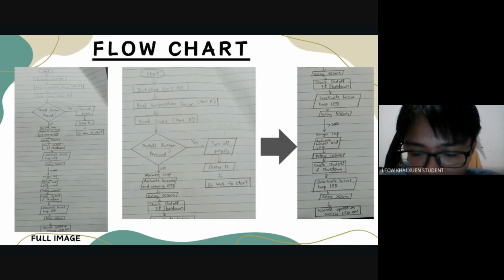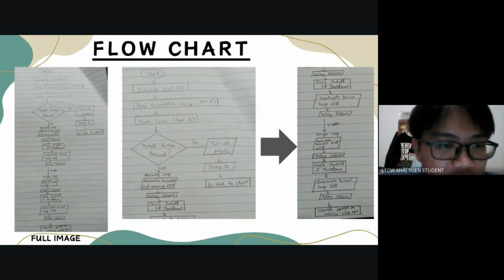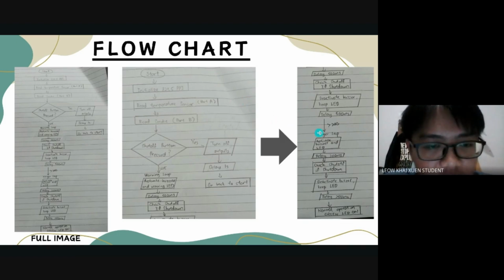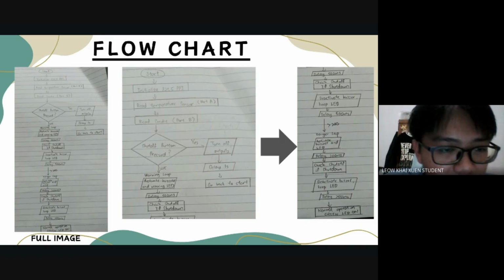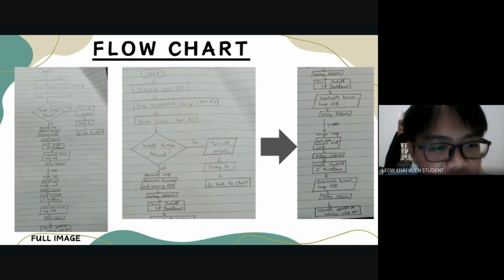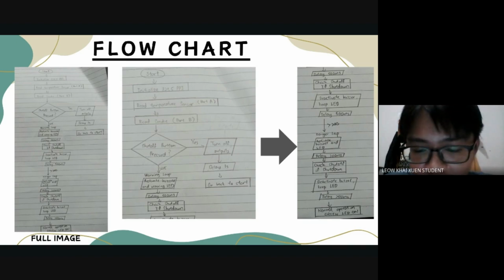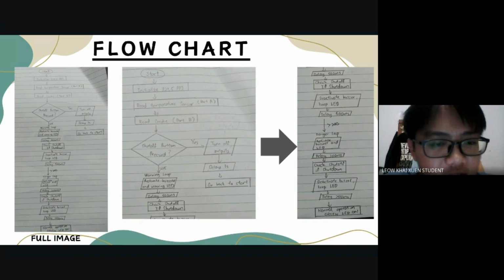As you can see, the first step is initialization of the 8255 PPI, which is connected to the 8085 microprocessor. The first thing we will check is whether the shutoff button is pressed or functioning well.